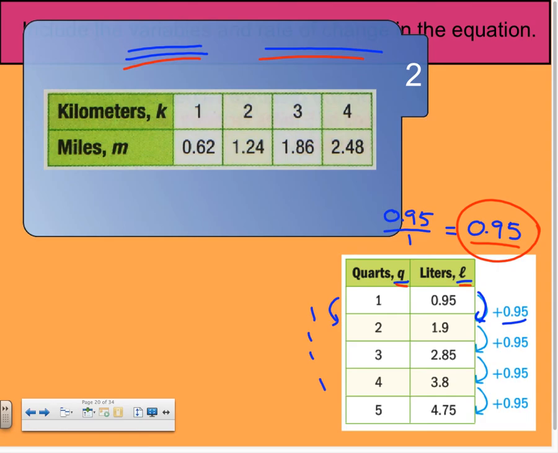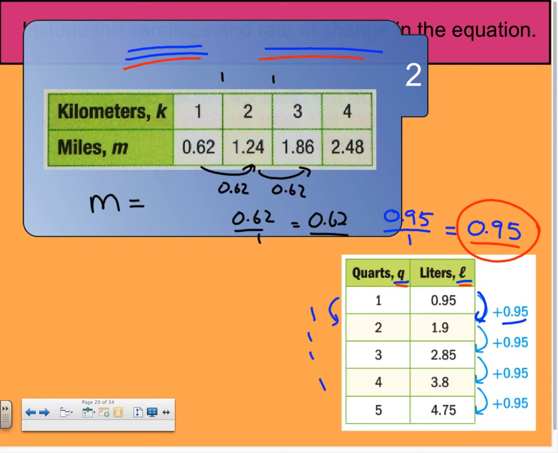So if you already know kilometers, what will the miles be? So that leads me to believe that miles is going to be kind of like the answer to this equation. So what do I have to do to my kilometers to get miles? Well, notice the rate of change in these problems. We've got increasing by 0.62 each time, increasing by 1 each time. So my rate of change is 0.62 over 1, or simply 0.62.